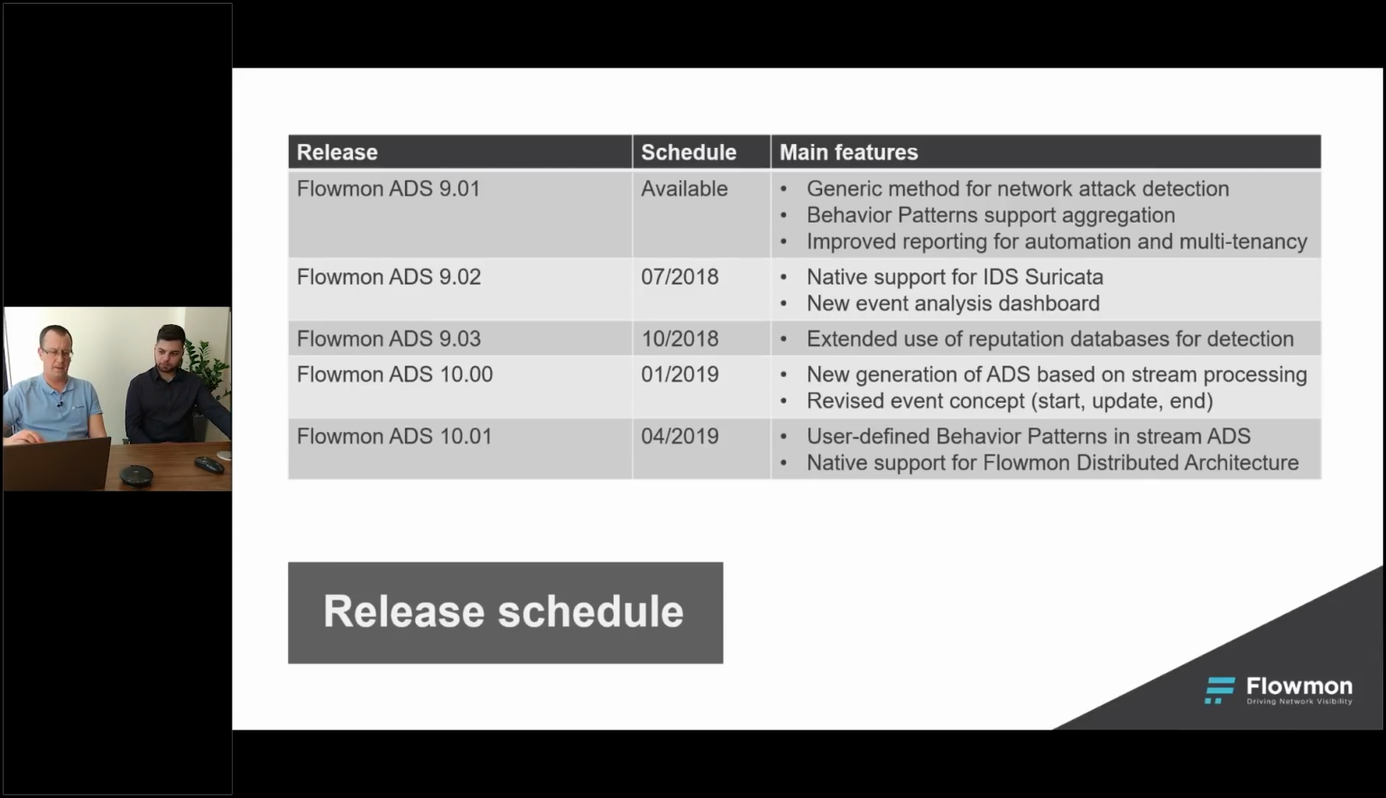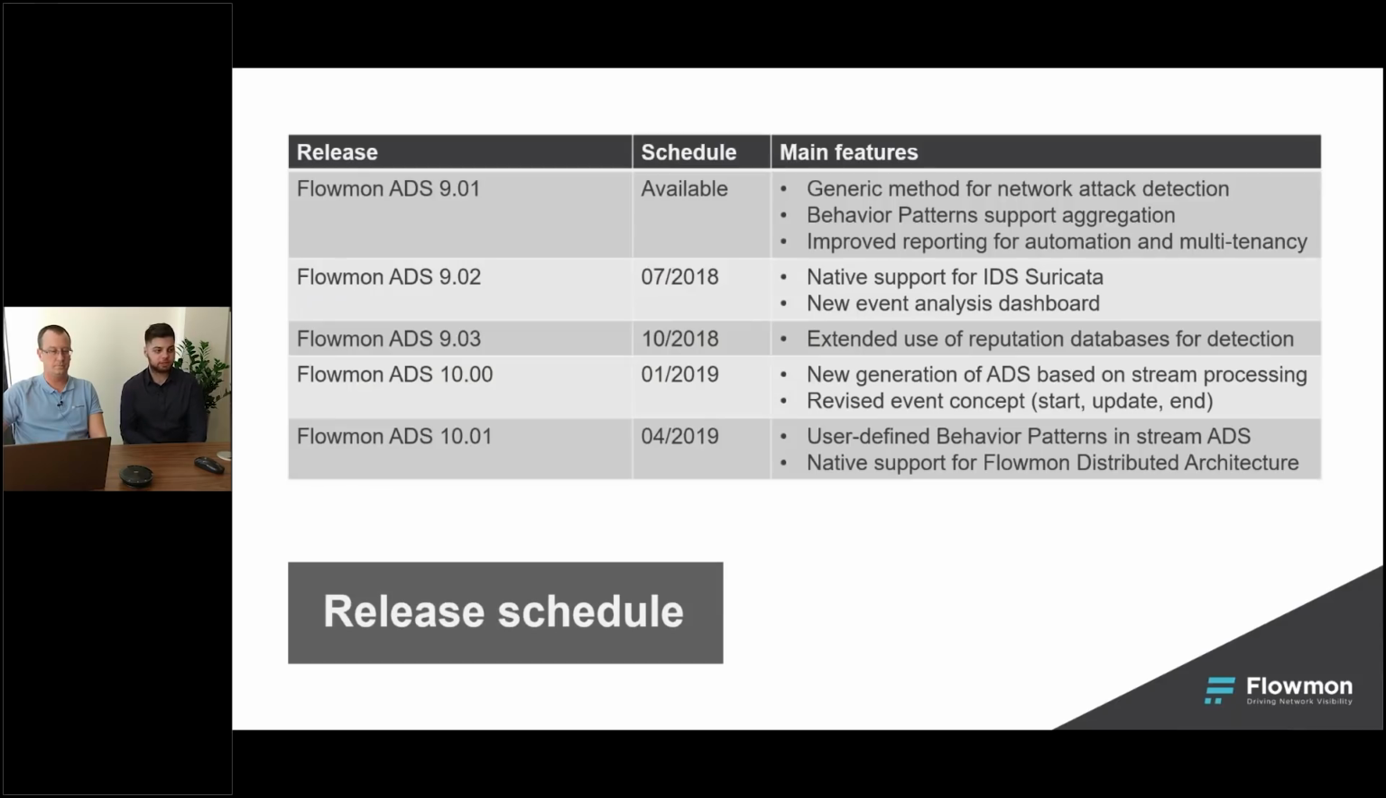We also plan to extend the scope of reputation databases and the way we work with them in the anomaly detection system. You probably know that there are these open standards, STIX and TAXII, to exchange threat information. So we want to work more with these types of sources as well. And next to the original ADS, we also work on a completely new generation of the anomaly detection engine that's based on stream processing of the data. I have a dedicated slide for that, so we will get to it. So this is the outline also for 2019.